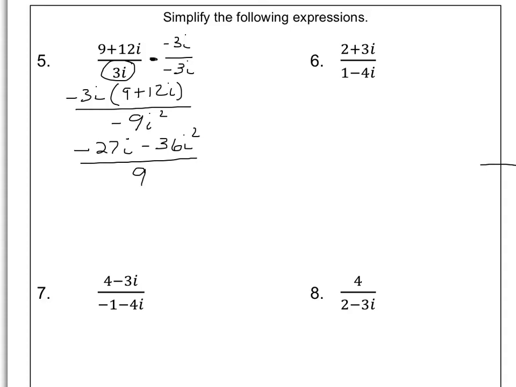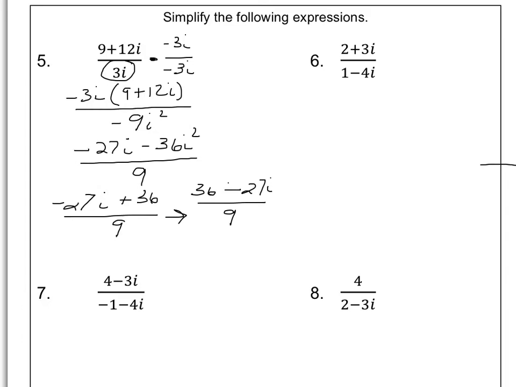And again, as I look at this, we've got another i squared up top, so I can make this negative 27i and make this plus 36 and divide it by 9. Alright, now, can I have that i at first? No. So let's change the order of this guy. This is 36 minus 27i all divided by 9.